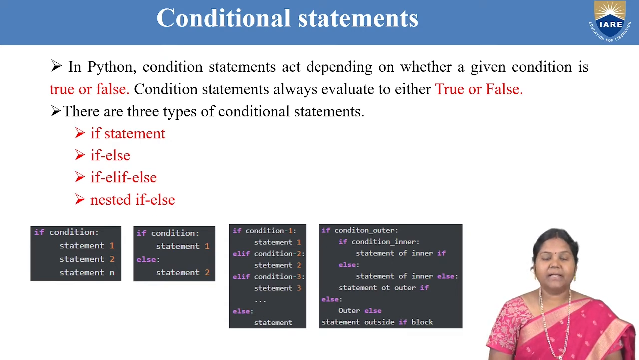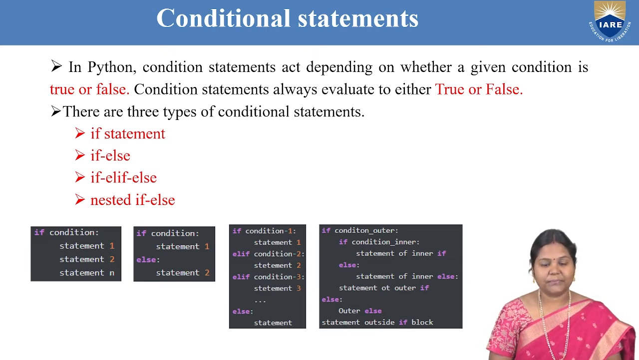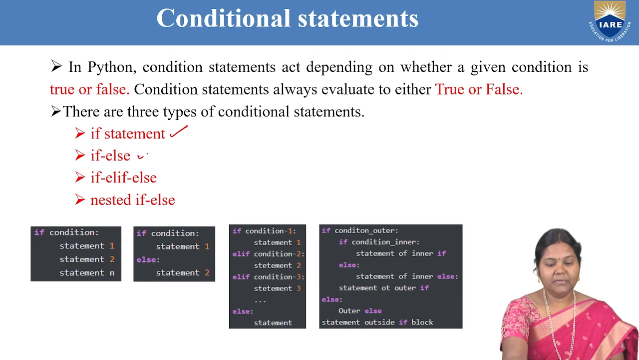In Python, conditional statements act depending on whether the given condition is true or false. Conditional statements are always evaluated to be true or false. So, if the condition is true, then a particular statement or a block of statements is executed, and if the condition is false, then another block of statements is executed. To write the condition, we use four types of statements in Python. One is the simple if statement, if-else, if-else ladder, and nested if-else.